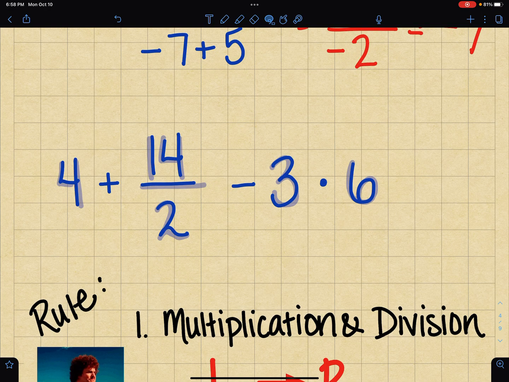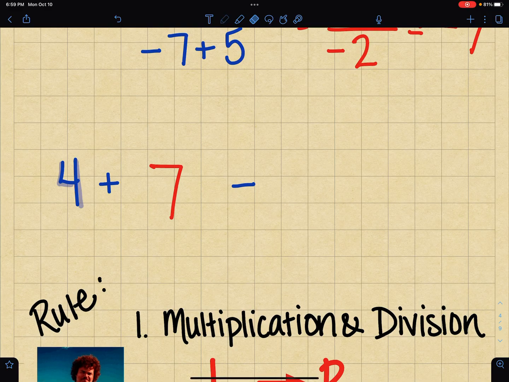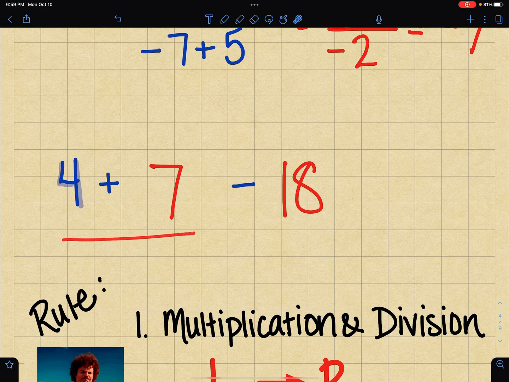Okay, so what we do is let's simplify this part. 14 over 2 is going to be 7. Now let's simplify this part. 3 times 6 is going to be 18. And now everything we have left is adding and subtracting. So we're just going to go left to right. So 4 plus 7 is 11. And then take away 18, and the answer is negative 7.